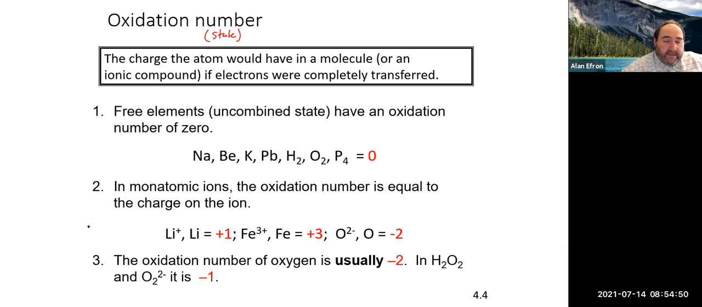Now, if you have a monoatomic ion, some type of ion by itself, the oxidation number does equal the charge of the ion. So if you had lithium, which we normally think of as +1, it would be +1. Sodium is normally +1 as well. If you had an iron with a +3 charge, the oxidation state would be +3.